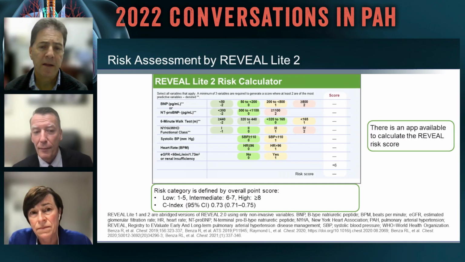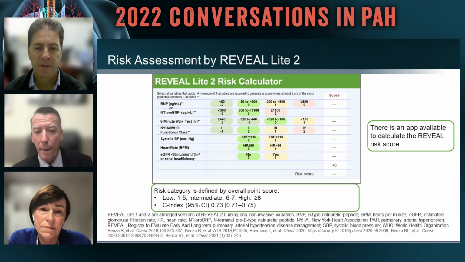One of the calculators that is available online and that a lot of US sites use is the Reveal Lite. It is a shortened version of the Reveal Registry calculator that has become a little bit more practical for use and therefore has been adopted. I use this in addition to the French low-risk criteria as an integral part of every note that is written for the patient in follow-up in our clinic.